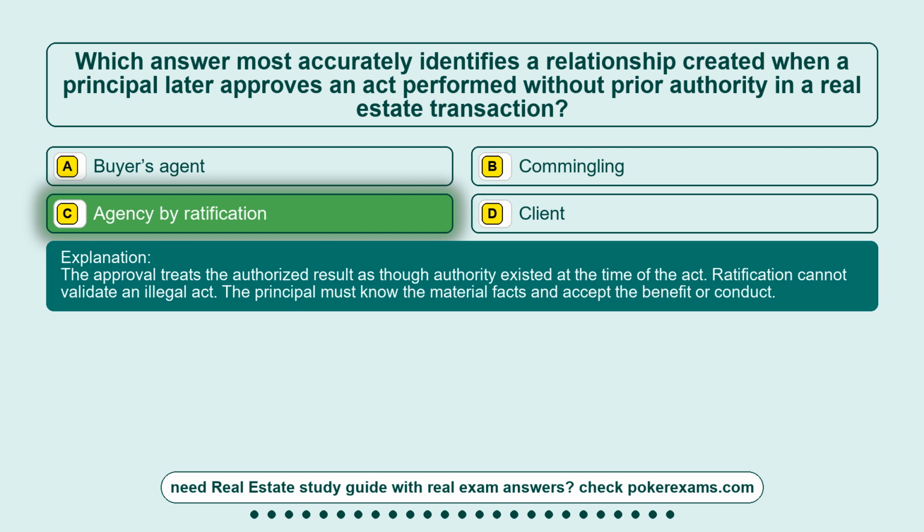The approval treats the authorized result as though authority existed at the time of the act. Ratification cannot validate an illegal act. The principal must know the material facts and accept the benefit or conduct.